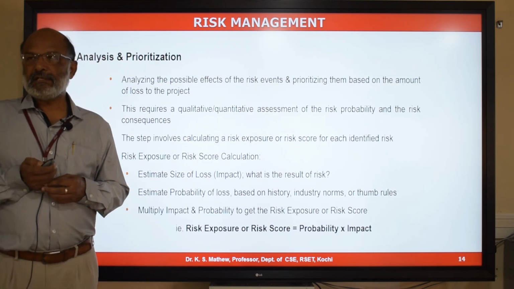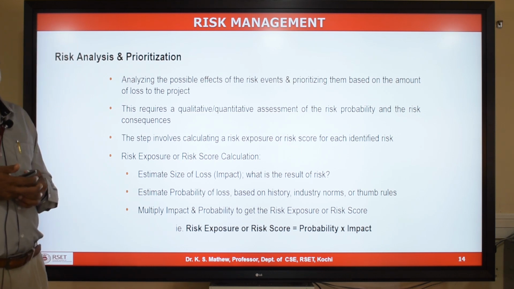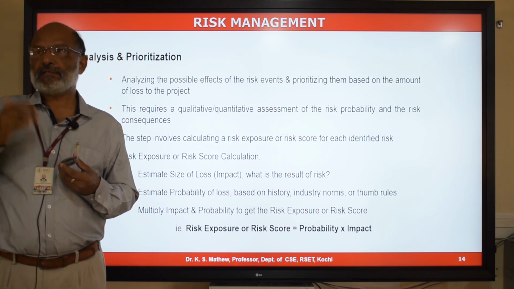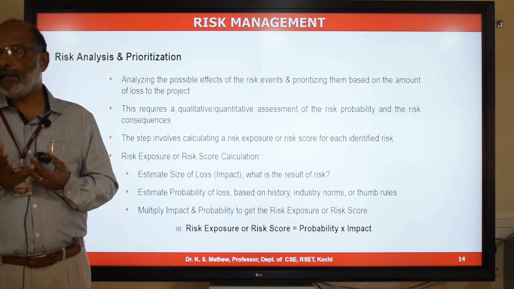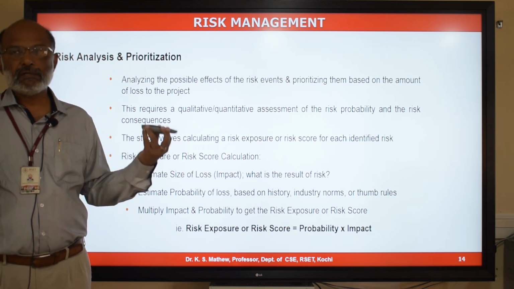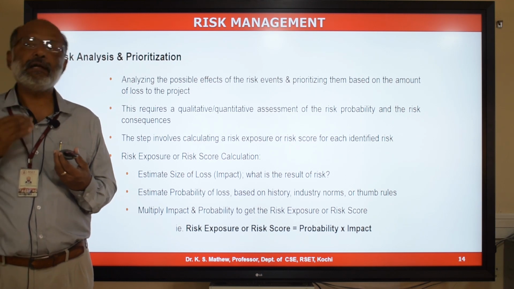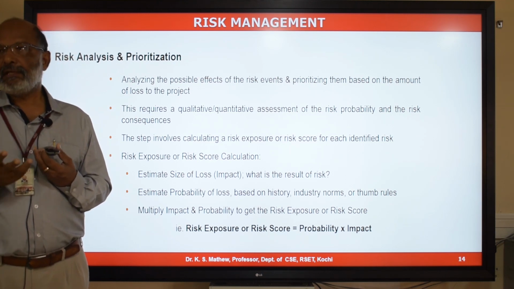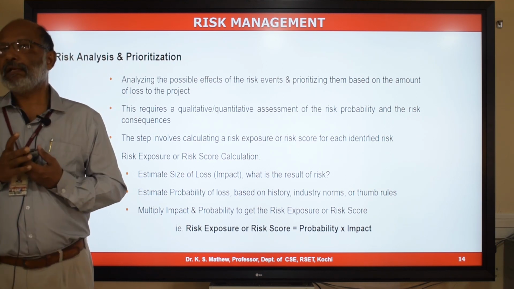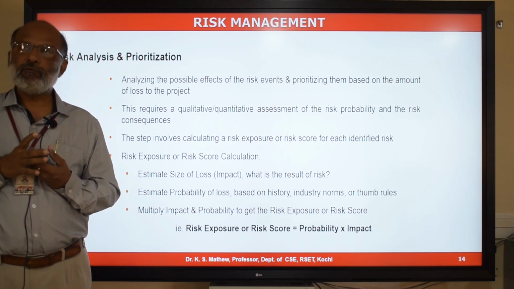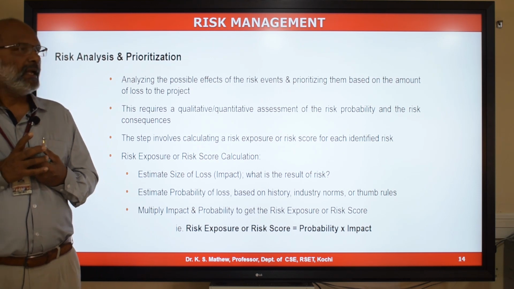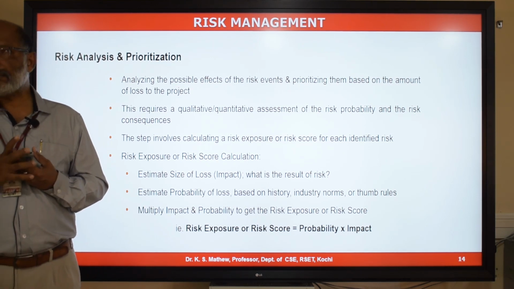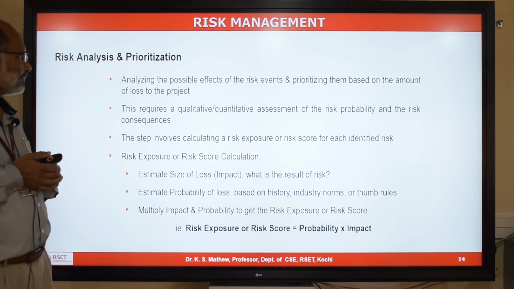The second process is risk analysis and prioritization. Once you have the list of risks, there could be hundreds of risks in a project, and it is not practical. You don't have enough time and resources to address all the 100 risks. So it is necessary that you prioritize the risks and address only the top priority ones and keep the low priority ones as a watch list. And that's the reason why we need to go for risk analysis and prioritization.